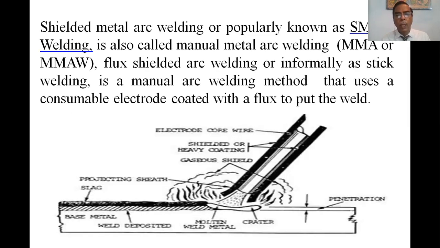Shielded metal arc welding, or popularly known as SMAW welding, is also called manual metal arc welding, MMAW. Flux shielded arc welding, or informally stick welding, is a manual arc welding method that uses a consumable electrode coated with a flux to lay the weld. This is a figure. Electrodes and welding is performed.